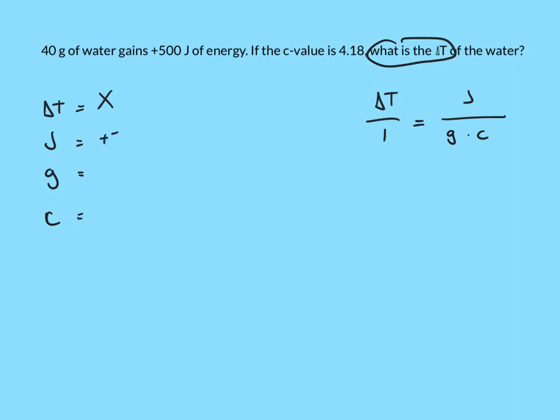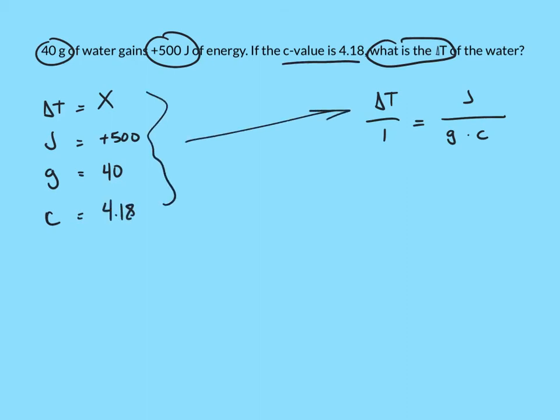Joules is plus 500. That's right here. The grams, which you find right here, is 40. And the C value is 4.18. Now I'm going to take each one of these and I'm going to plug it into this formula and solve for the missing variable. So delta T is X, and that's over 1. And that's going to be equal to 500 on top. And then underneath, I'm going to do 40 times 4.18.